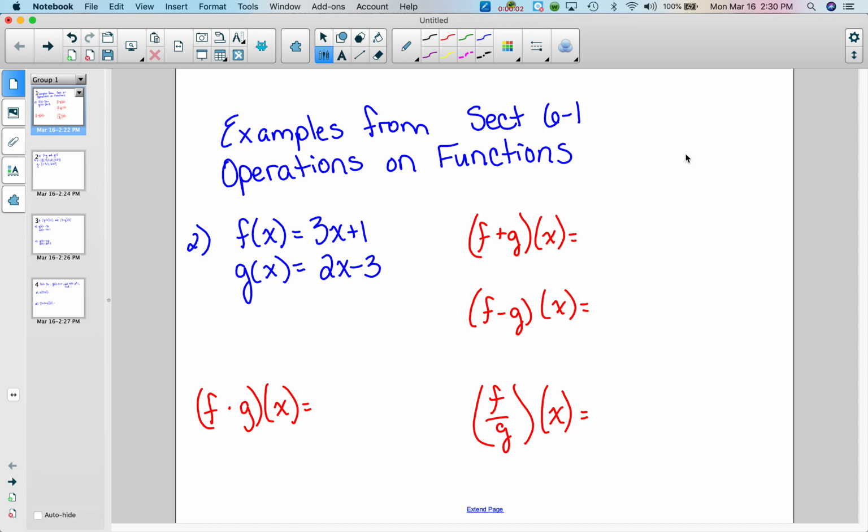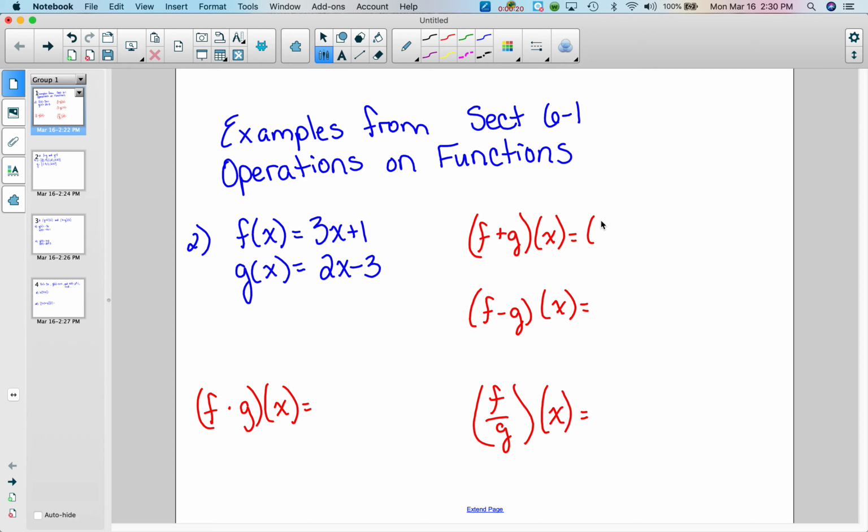Okay, just as a little bit of a review, I wanted to do a few examples from section 6.1. So this is review, operations on functions. I thought it would be a good idea to go over that before I have you do your assignment. So to evaluate f plus g of x, we're just adding these together.